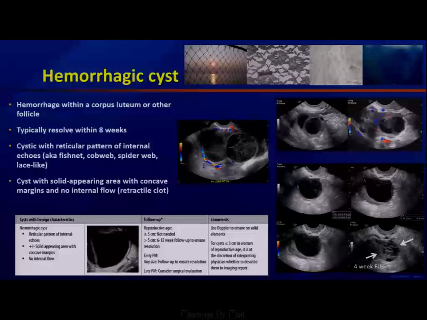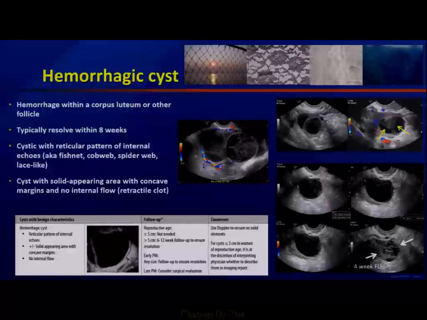Hemorrhagic cyst, moving further down the review of benign lesions. This is when hemorrhage occurs within the corpus luteum or other follicle. These do resolve. This is a transient finding. It's when you see that reticular pattern of internal echoes within a cystic lesion that some would describe as the fishnet, the cobweb, the spider web, or the lace-like appearance. Some examples here. There should be no color flow internally, no solid vascular component.